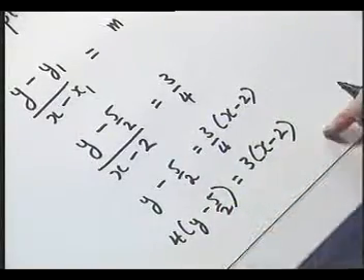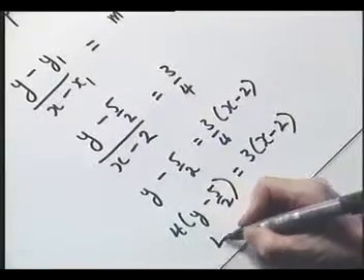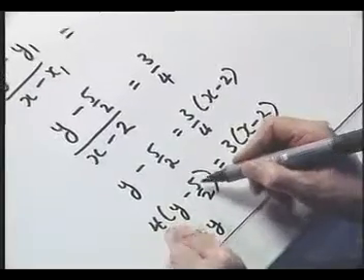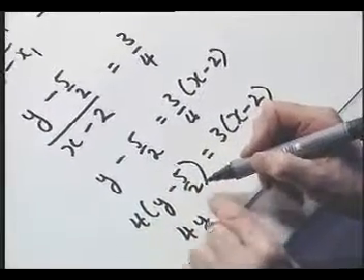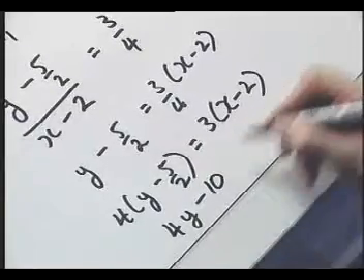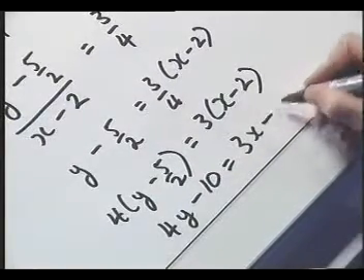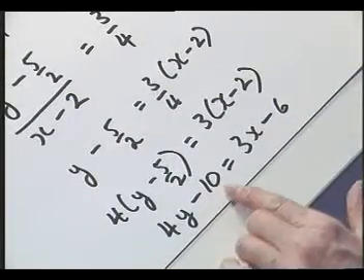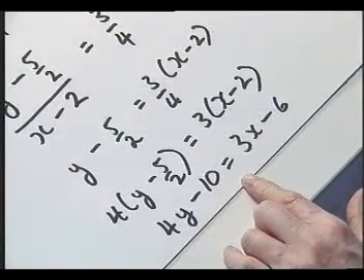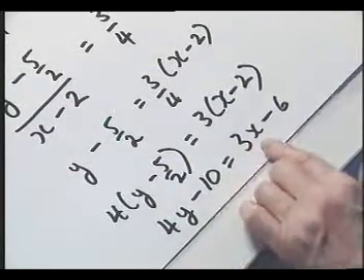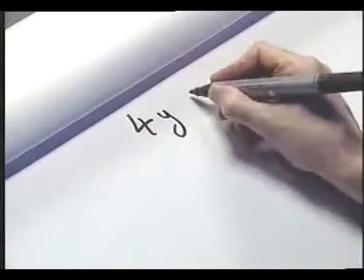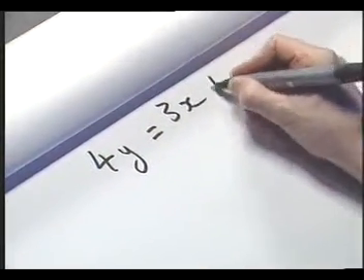And now if I multiply out the brackets that I've got, 4y, now 4 times minus 5 over 2. 4 times the 5 is 20, divided by the 2 is 10, and then the minus sign, minus 10, equals 3x minus 6. And it would be nice to be able to get all these numbers together. So I'm going to add 10 to each side. That will give me 4y equals 3x plus 4. And so the equation of the tangent is 4y equals 3x plus 4.